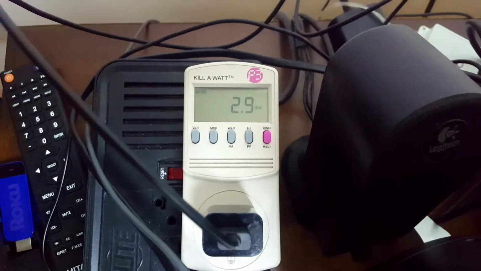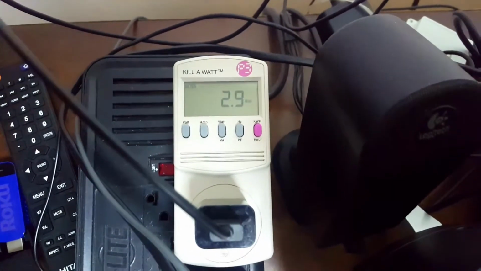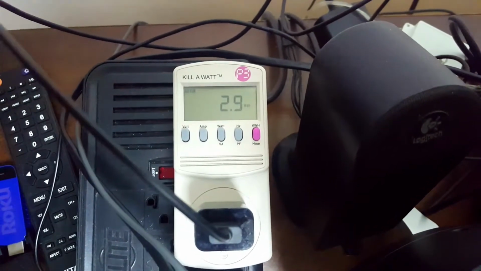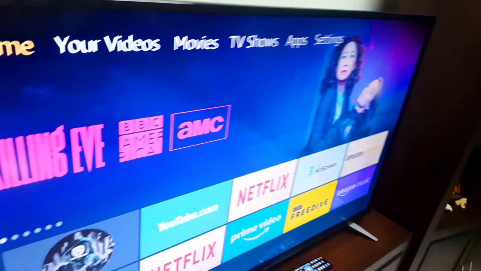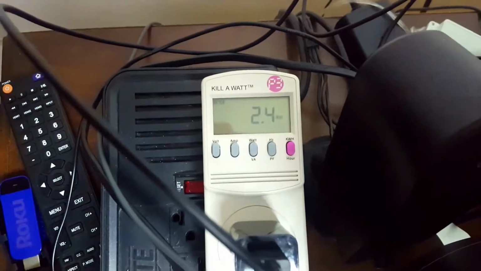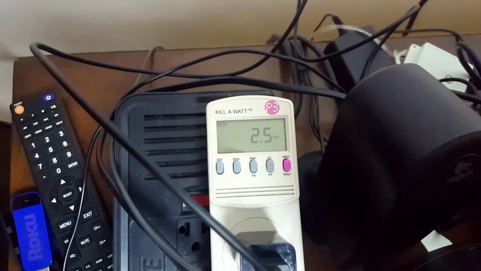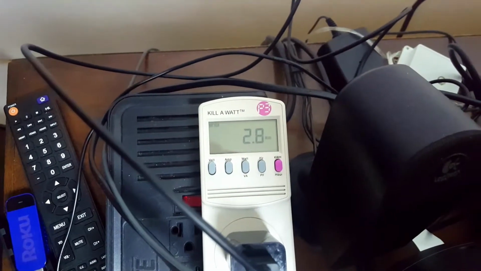okay, it's moving up to 3 watts. Interesting. So it's still booting there. The boot time is a little bit long, but nevertheless it's not really that long. Okay, so it's up and running, and you can see the wattage maxed out at probably about 3 watts, so that's not too terribly bad, and it's averaging between 2.5 to 3 watts.